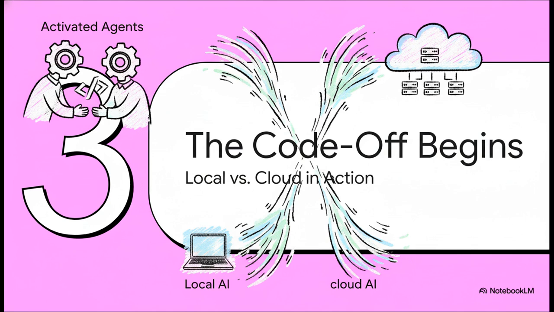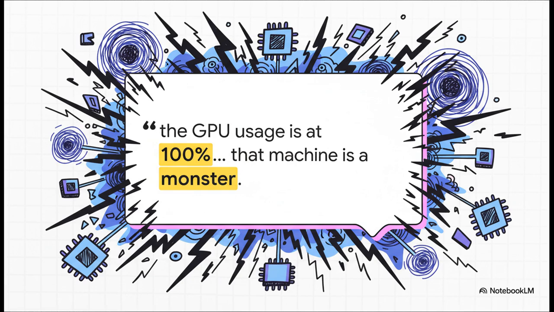All right, the prompt is in, the agents are activated. Let's see how our two contenders get started. The digital gloves are officially off. And right out of the gate, the local monster just goes into overdrive. The Mac Studio's GPUs are immediately pegged at 100%. You can just feel the raw, brute force power being thrown at this problem. That $10,000 of hardware is definitely not sitting idle.